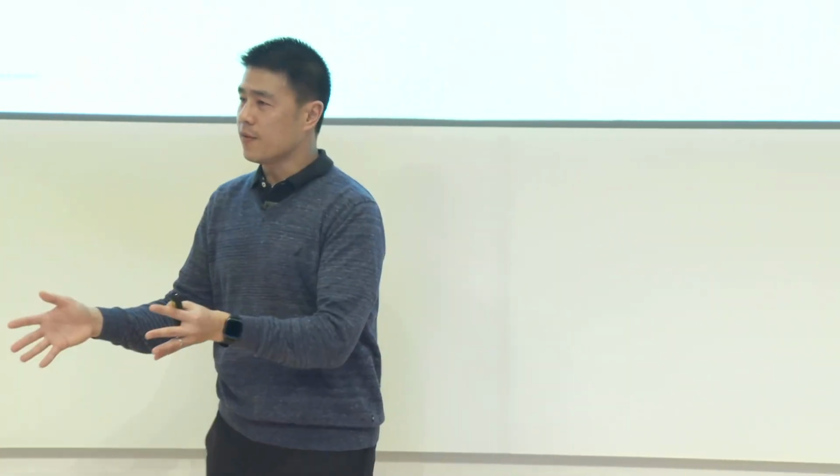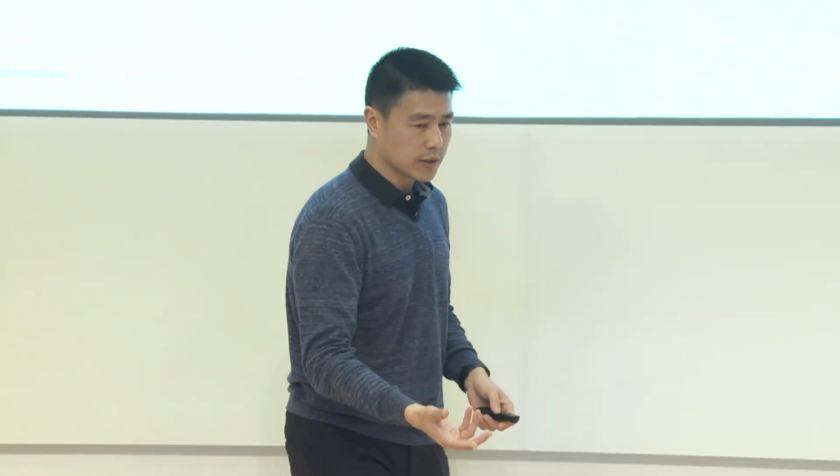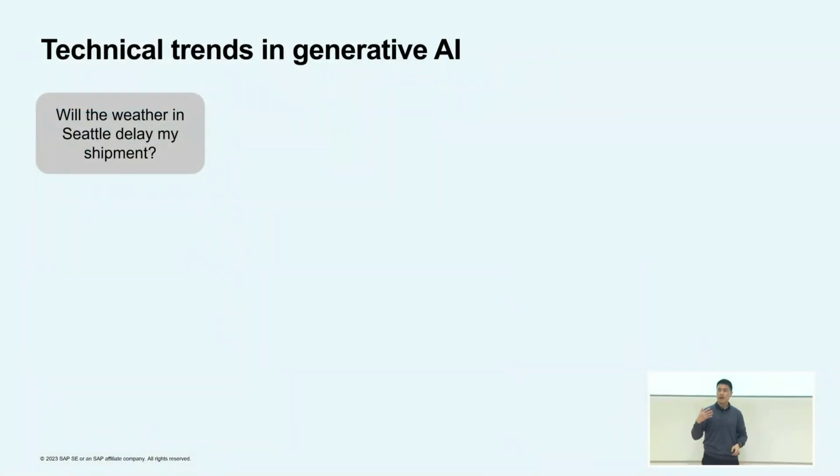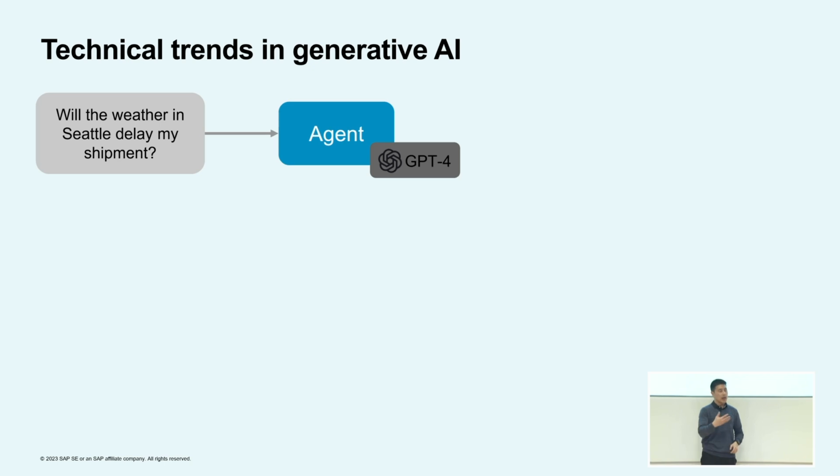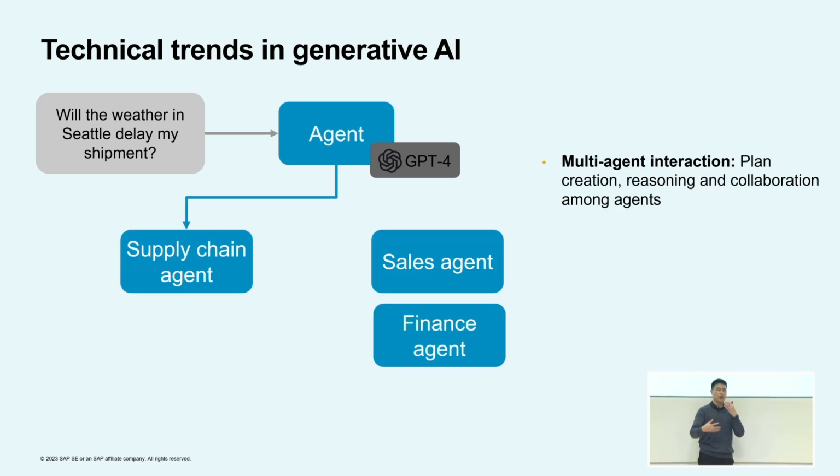So you get an idea of how these generative AI models work and how RAG works. Now some of the trends that we're seeing: for example, I have a question. Will the weather in Seattle delay my shipment? The idea here is a concept of multi-agent interaction, meaning that there might be a Copilot or a Joule or a generic front-end natural language interface. And this is the thing that can do plan creation, right?